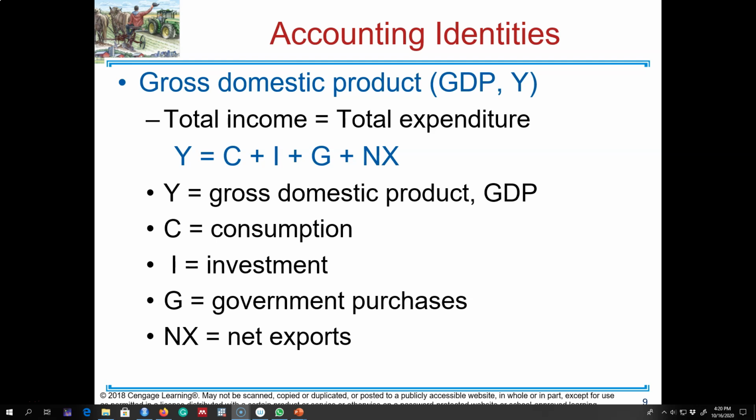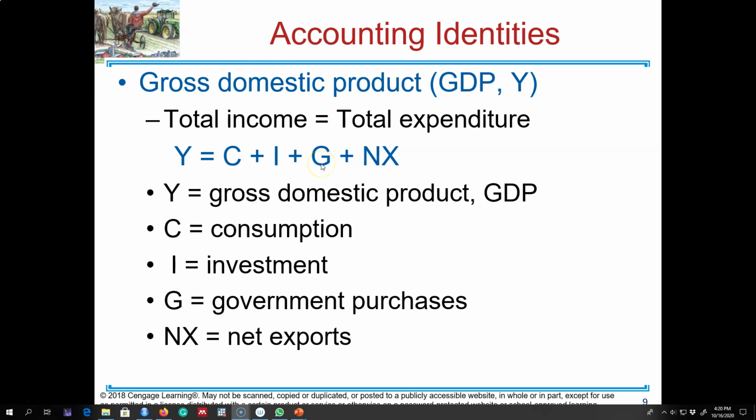I'm going to start with our first identity, and we call this the national identity. We saw this in one of the previous chapters, that the total income of any country can be decomposed into four components: consumption, investment, government purchases, and net exports. And this net export component is the difference between exports and imports of a country. So essentially, the total income of the country could be spent by the households on consuming. If they are not consuming, they may be saving it, and that saving is translated into investment.